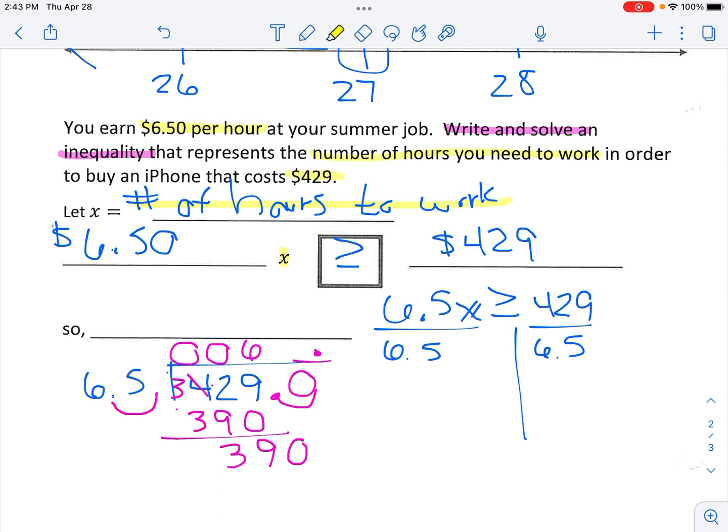Oh, I see 390. Didn't we just get 390 when we multiplied 65 times 6? And we're looking for the number 390 again? Well, if 65 times 6 was 390, then 65 times 6 is going to be 390 again. Remainder 0. So I need to work 66 hours. So X will be greater than or equal to 66 hours.